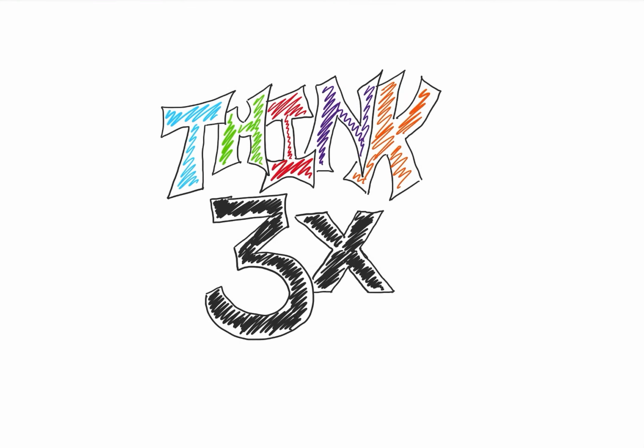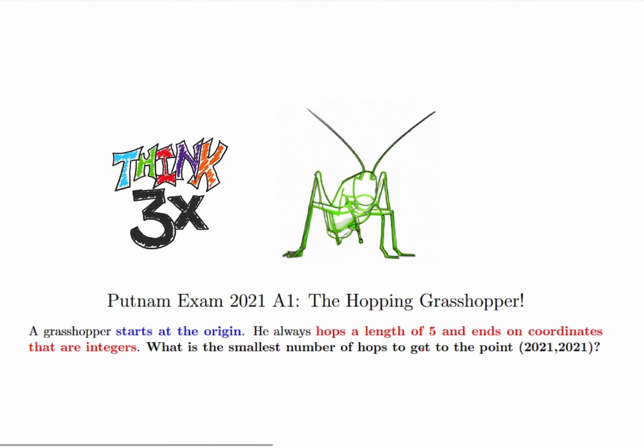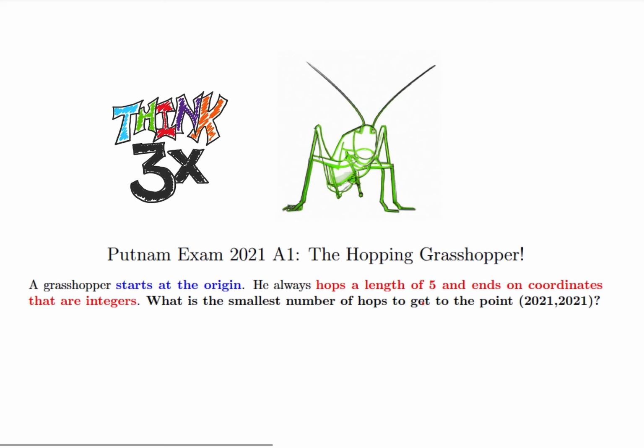Today we're going to be solving a Putnam Exam problem from 2021. So let's take a look at it. This is the Hopping Grasshopper. A grasshopper starts at the origin and he always hops a length of 5 and ends on coordinates that are integers. What is the smallest number of hops to get to the point 2021, 2021?